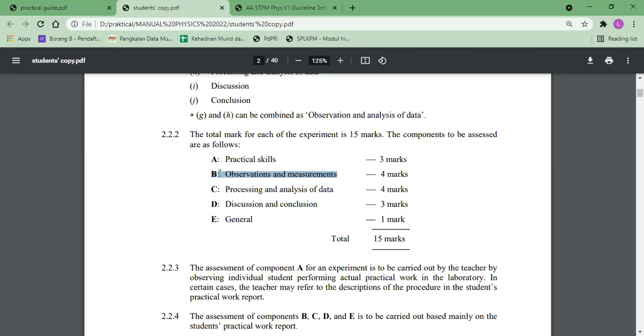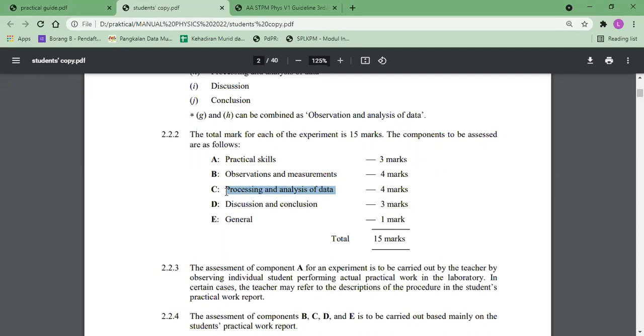Next, observation and measurement. For observation, how you use the instrument to make sure, and how you do your observation. This means you record your data. Once you record in tabular form, I check whether you use the correct method to record your observation or not.